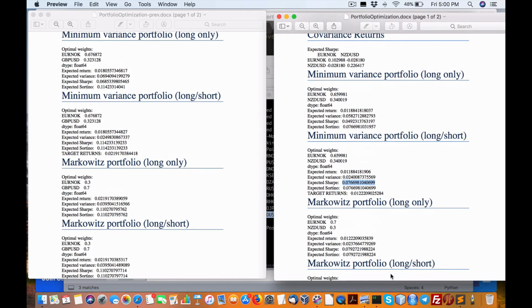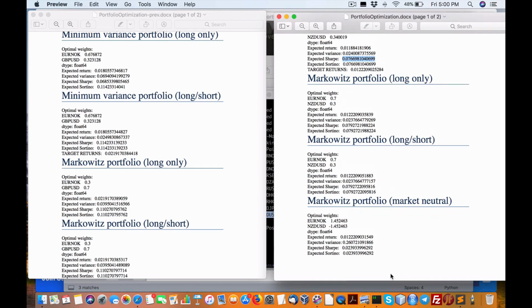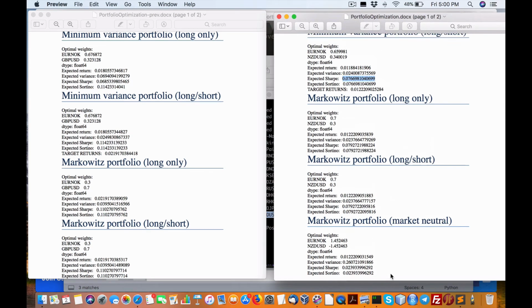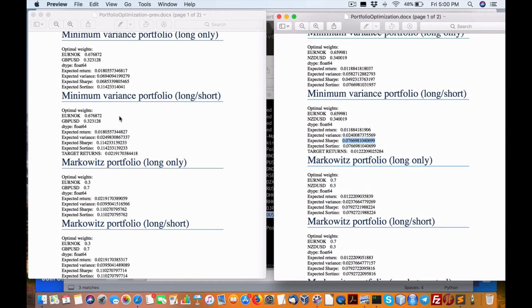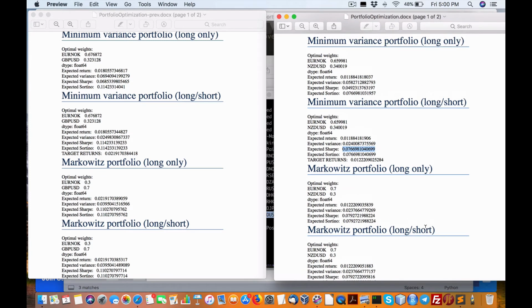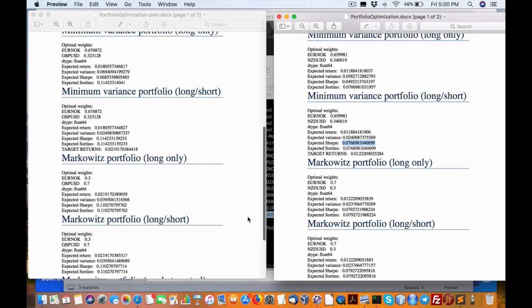So again, the Markowitz combination here, of all of them, are still long. There's no shorting here at all. It looks like there is on the market neutral, but we'll get to that in a minute.